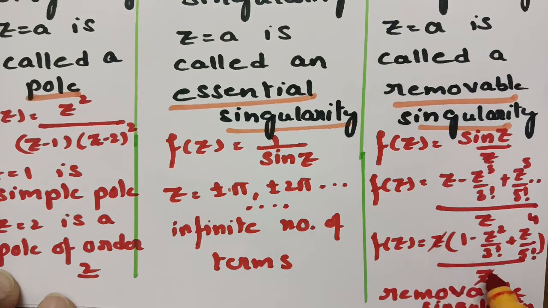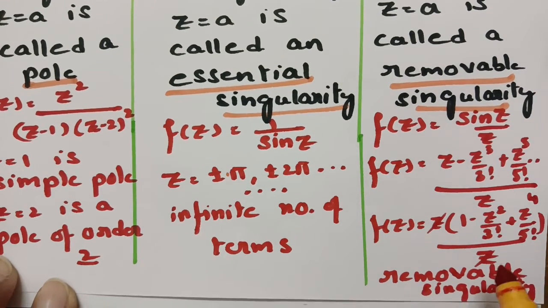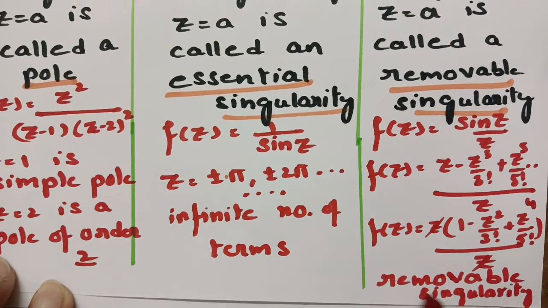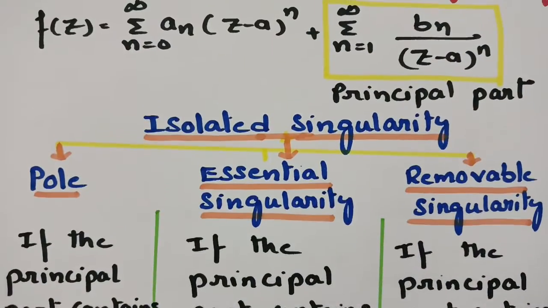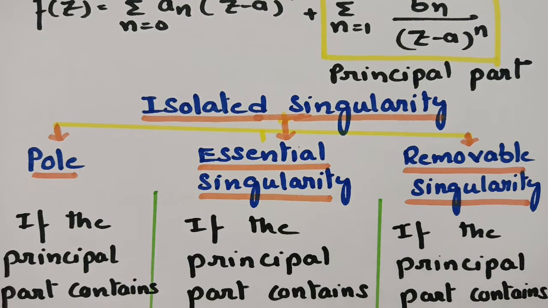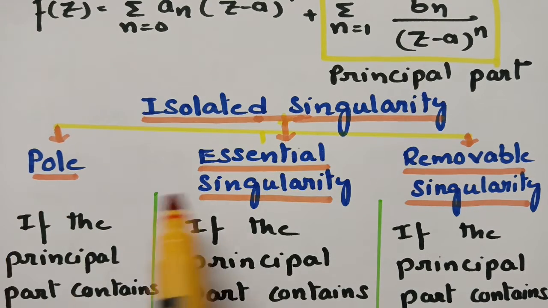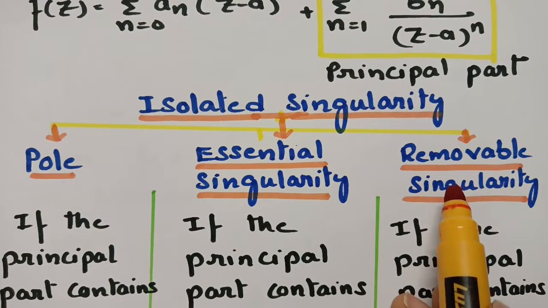So here I removed z here, and therefore this kind of singularity is called the removable singularity. Clear? So it is very clear. Isolated singularity, there are three types: that is pole, essential singularity and removable singularity.